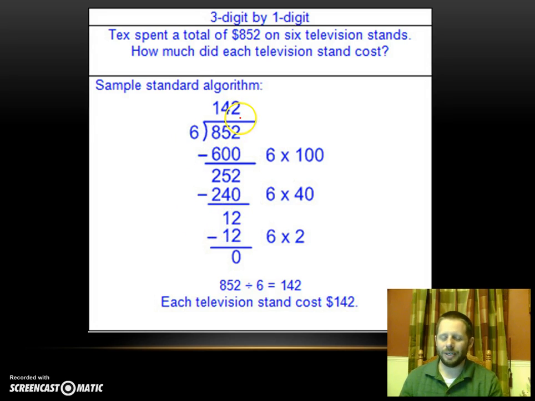So that goes in there twice. This is in the ones place, so that 2 actually does represent just the number 2. And so 6 times 2 is 12. So we take away 12, there's nothing left. So in this problem, we know that 6 divides into 852 142 times. So each television stand costs that much.